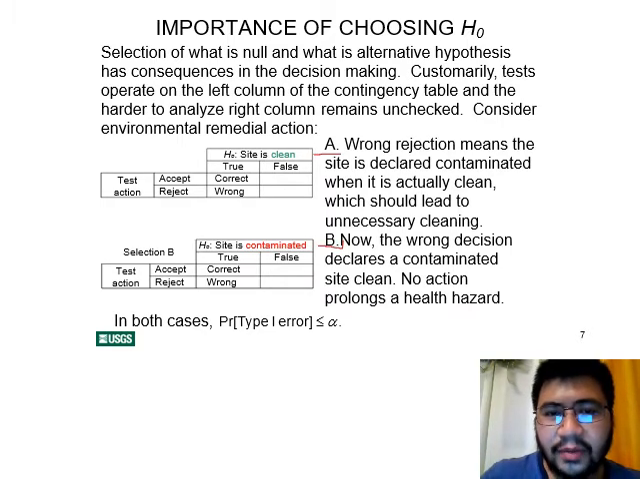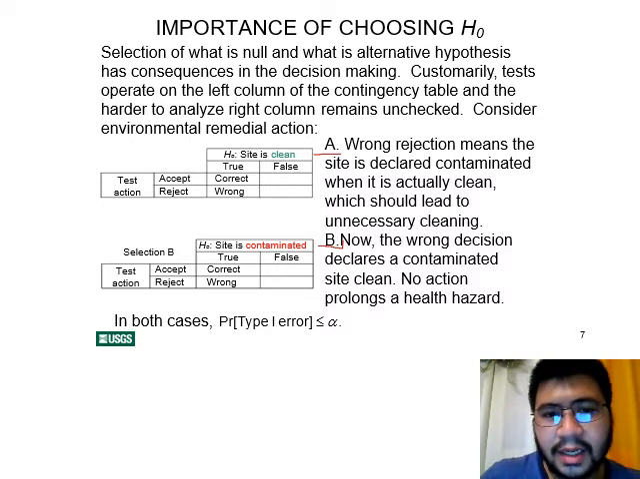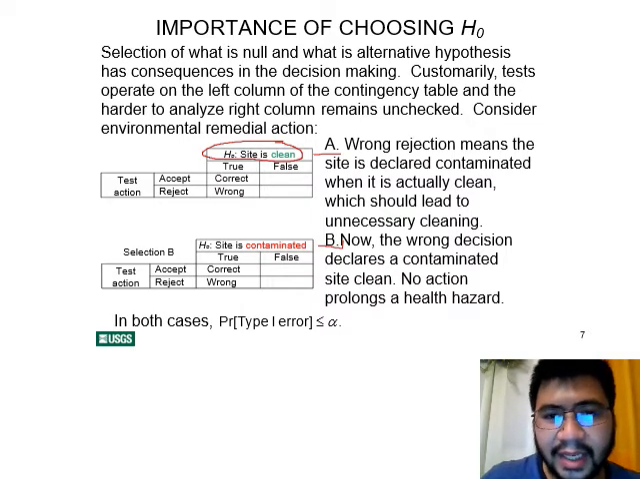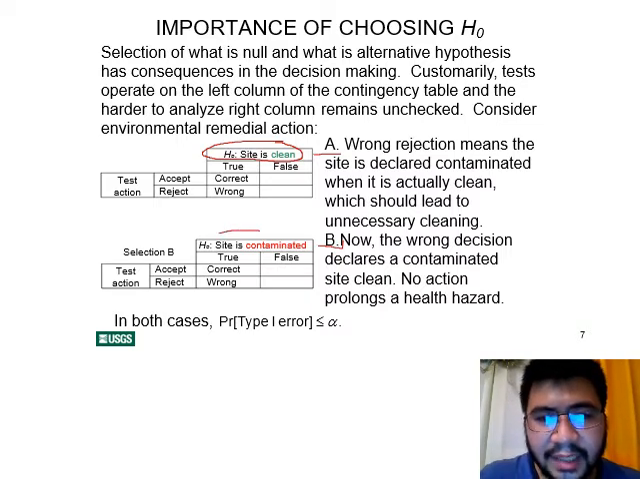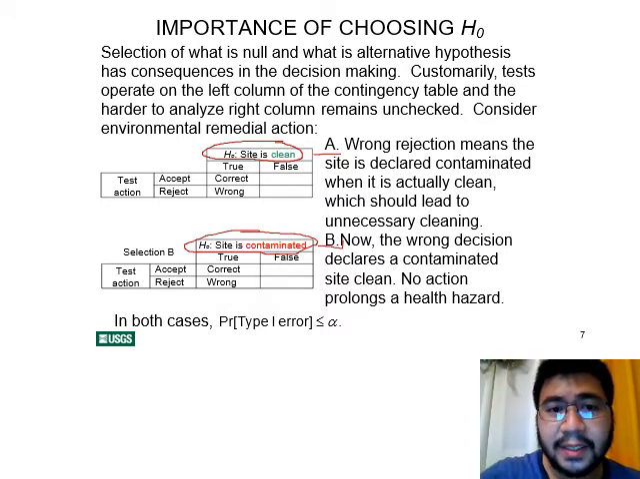Now for case A, we phrase the null hypothesis as follows. The site is actually clean. So it has no contaminants, so that's our null hypothesis in case A. In case B, the site is contaminated. Basically, these are two opposite statements. Now let's look at case A.